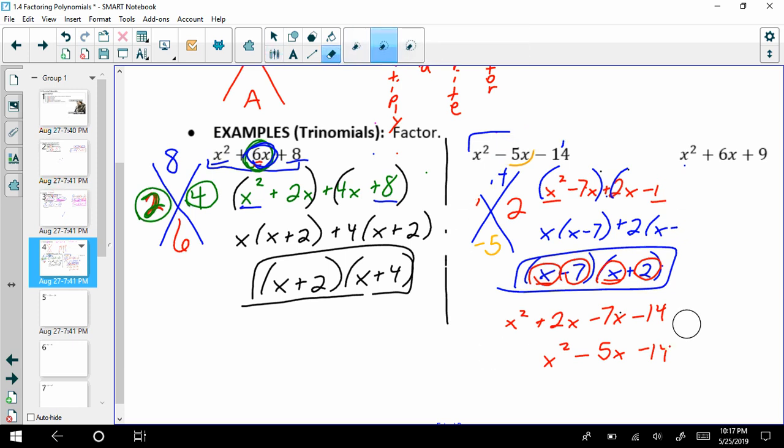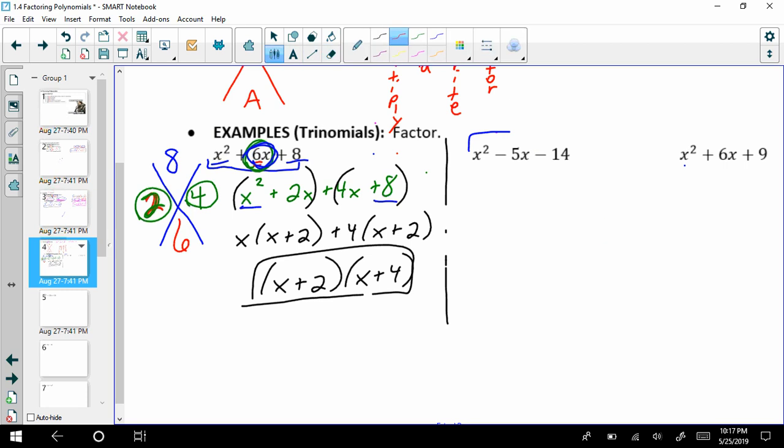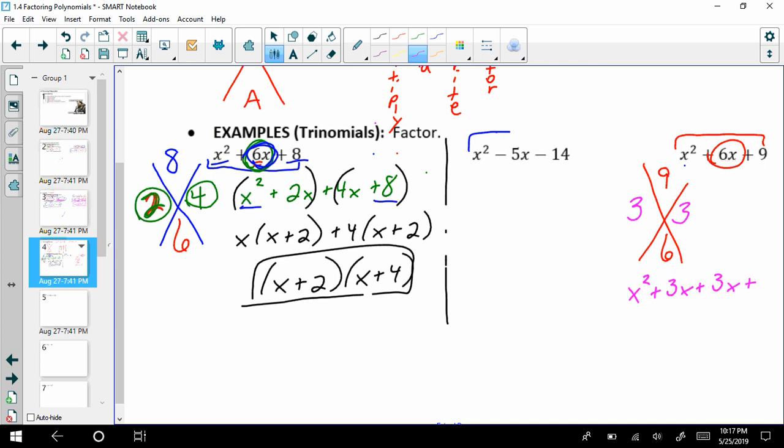Okay, I'm going to erase just to give myself some room to do this last one. So on this one, I want to multiply 1 times 9. I want to multiply to 9, but I want to add to 6. What two numbers multiply to 9 but add to 6? Should be 3 and 3. So let's rewrite it. Again, the first and last numbers don't change. It's the middle numbers that I'm rewriting. And now factor by grouping, taking the GCF out of each group.